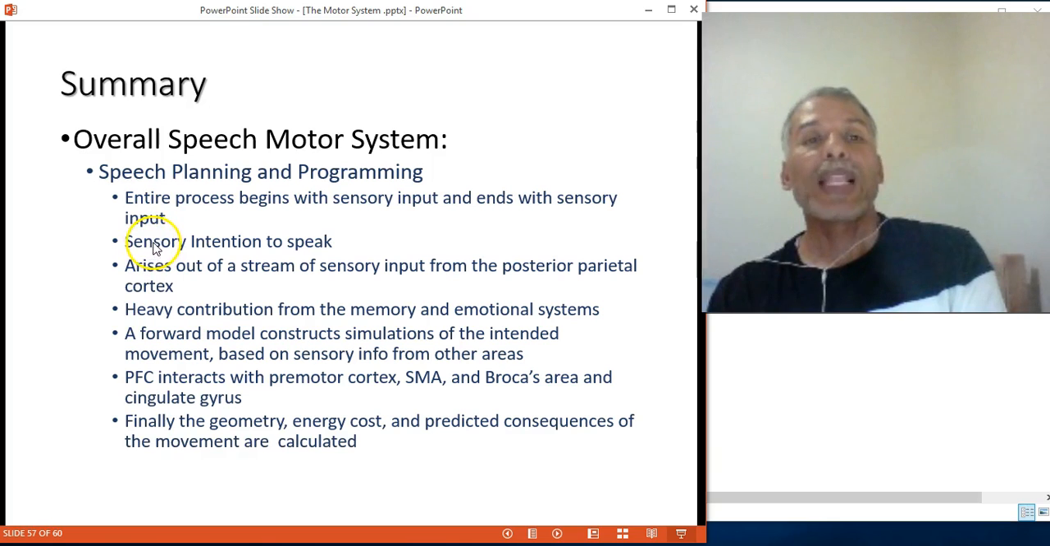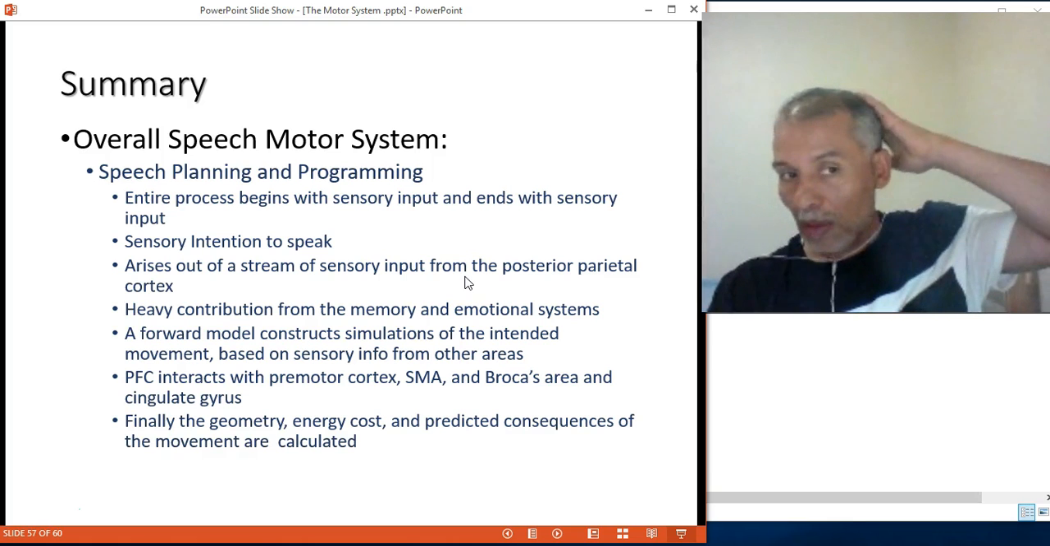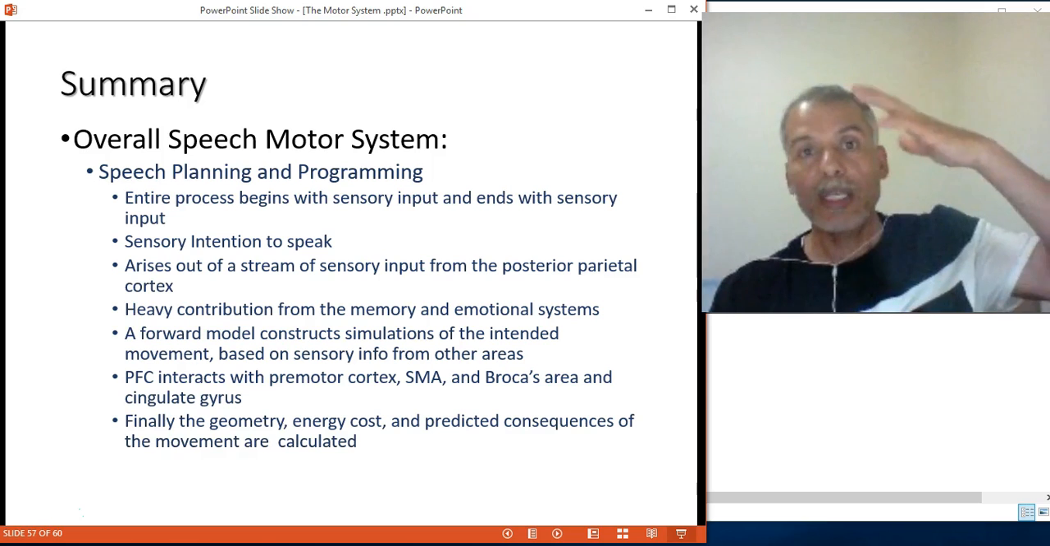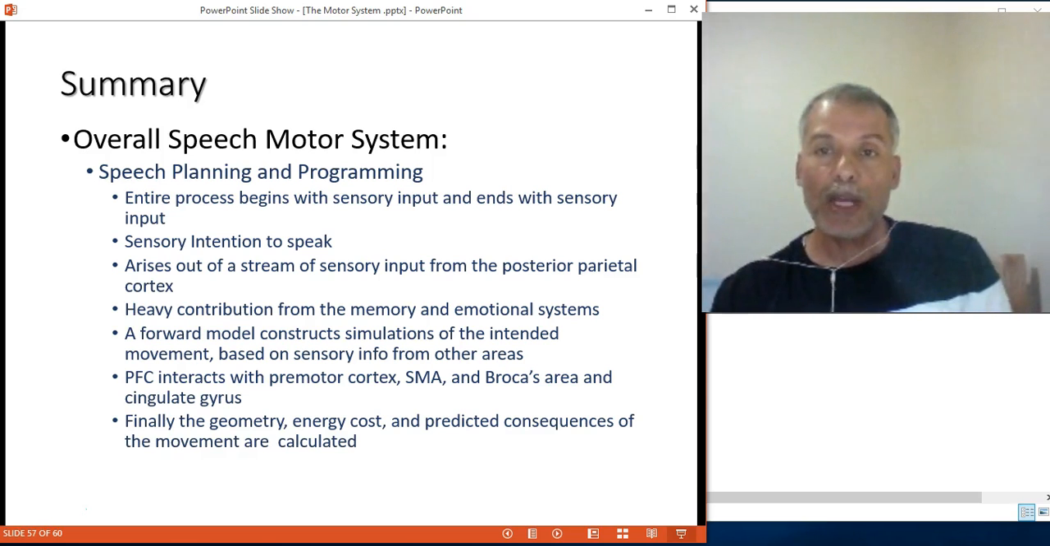It involves the planning. You get images that show how the body would look in space and how the movement would look. And also you form the intention to speak. And that arises out of a stream of sensory inputs from the posterior parietal cortex. Like this has the images of your movement of your body in space and spatial dimensions and so on.